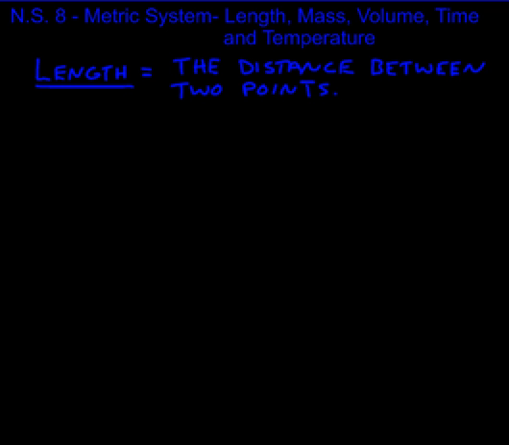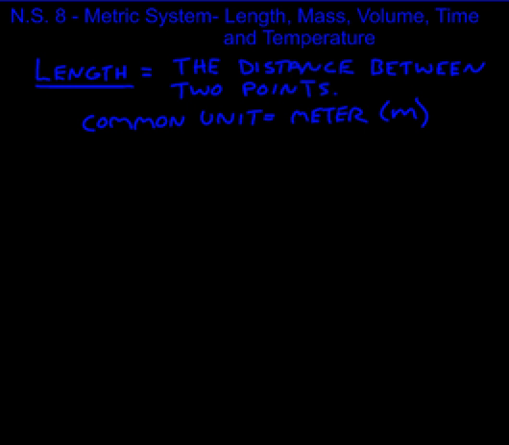To measure length, or the distance between 2 points, the unit of measure is the meter. The distance from the floor to a doorknob is approximately 1 meter. Now, long distances, such as the distance between two cities, are measured in kilometers. Small lengths are measured in centimeters or millimeters.